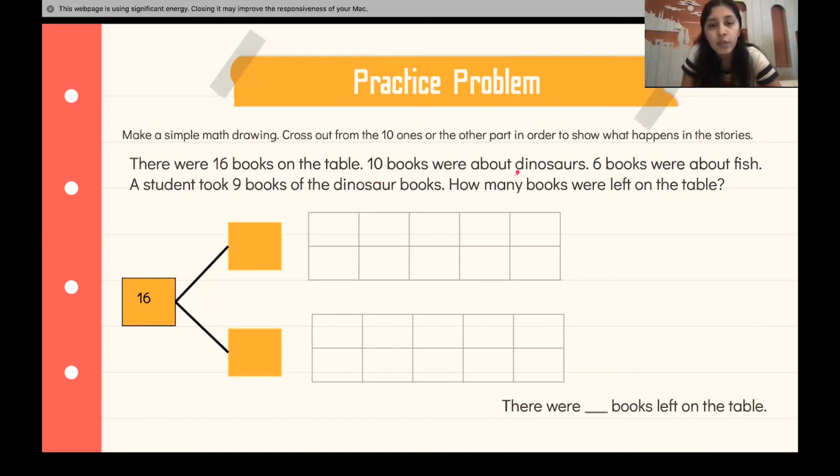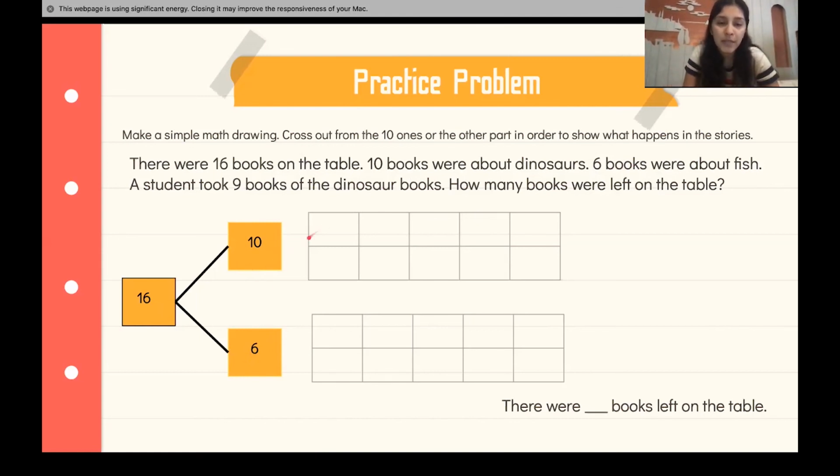Okay, so right here says 10 books were about dinosaurs and 6 books were about fish. I know that 10 plus 6 is equal to 16. So 10 books were about dinosaurs. So 10, these are about dinosaurs. And how many were about fish? 6. So 10 plus 6 equals 16. There we go. Now let's go ahead and fill our attempt frames, okay? So you can go ahead and fill yours out. And so pause the video and unpause when you're done filling yours out.